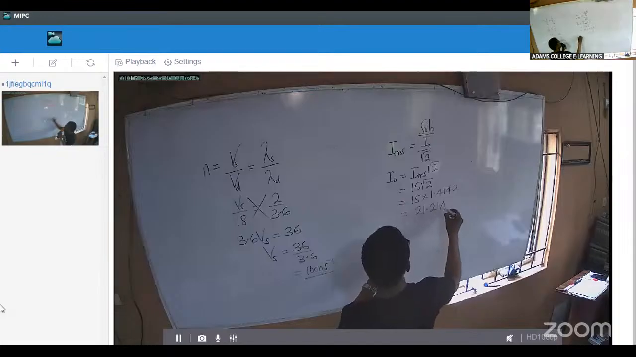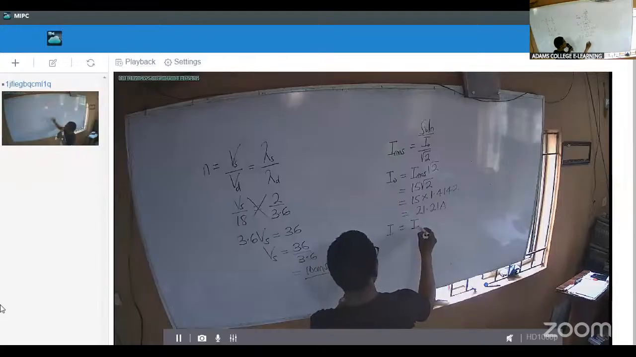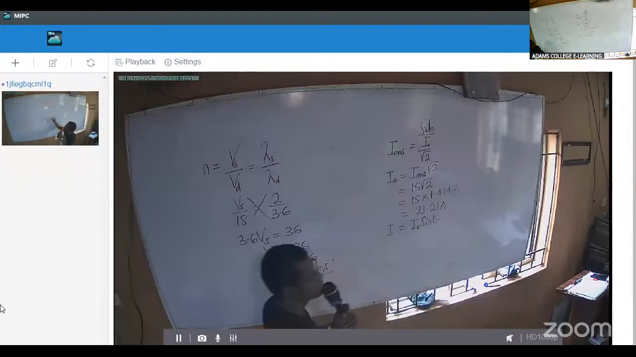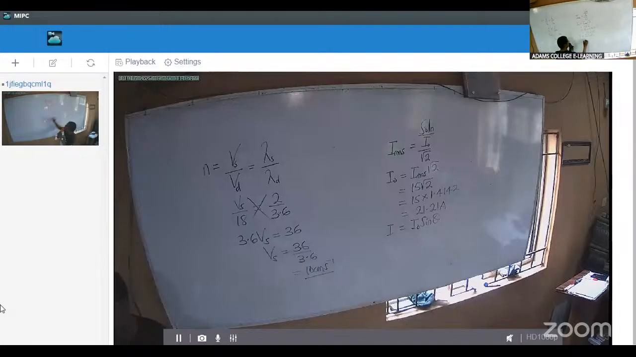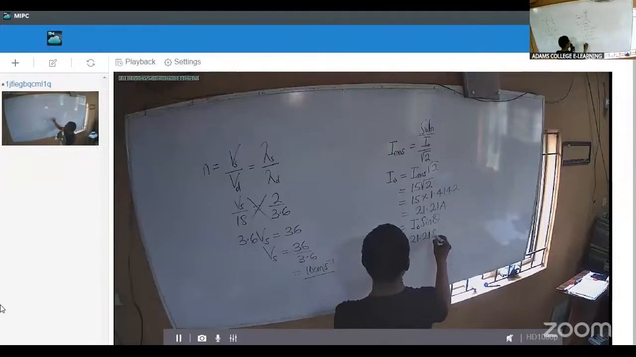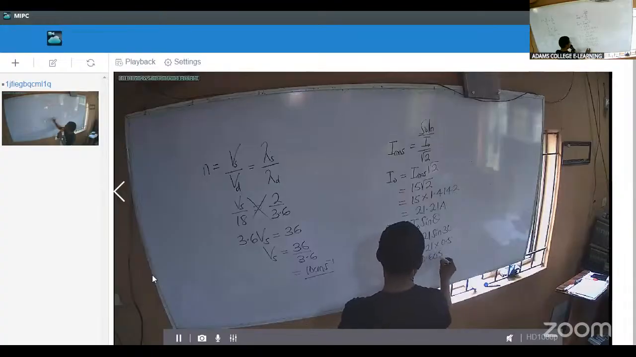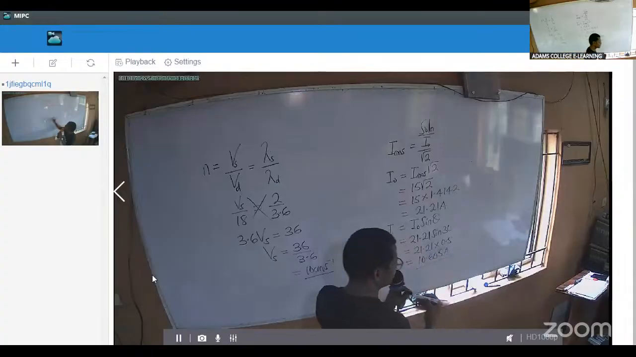So we want to find I. I is always what? I naught sine theta. Right? That's I. So that would now be 21.21 sine what? Sine 30. Class, what is sine 30? Half. So what's the answer? 10.65. 10.6 amperes.